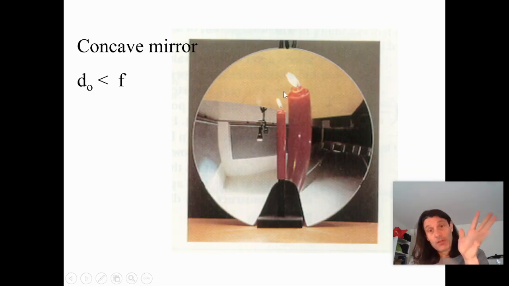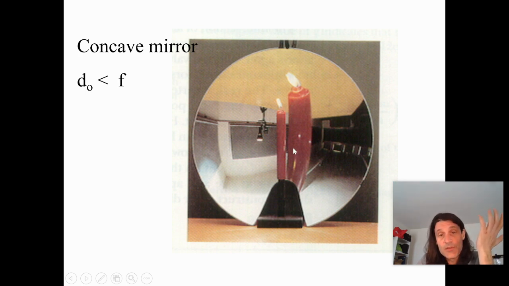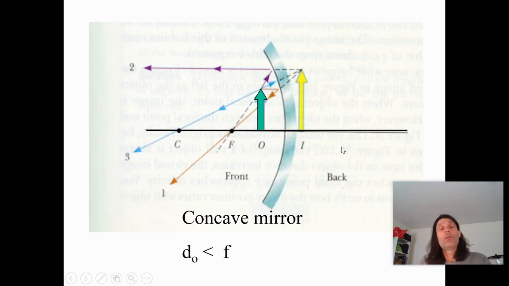This is an up-close version of that picture. The object is closer than the focal length, and it's kind of neat to see that this is the image of the candle that's very close to it. This is the image of the camera that took the picture, which you can tell is upside down. So I just think that's a neat photo.